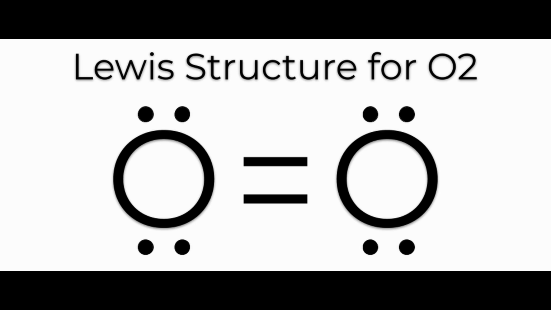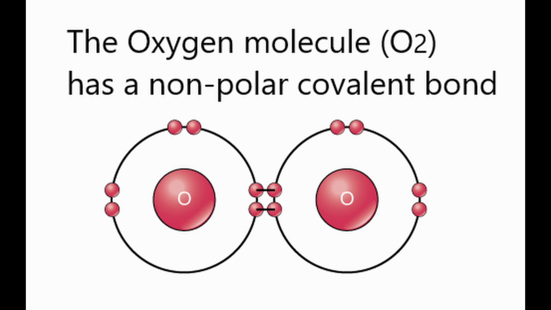As it contains a double bond, O2 is a strongly bonded molecule. As neither atomic O nucleus has a dominant pull on the valence electrons of the other, the oxygen molecule is a nonpolar covalently bonded molecule.